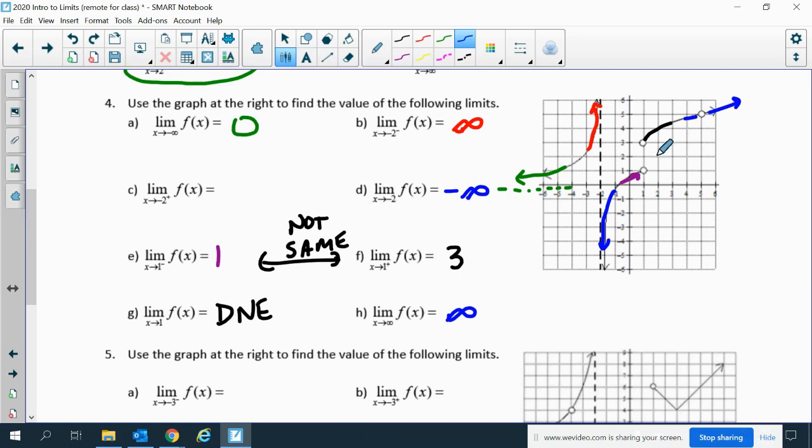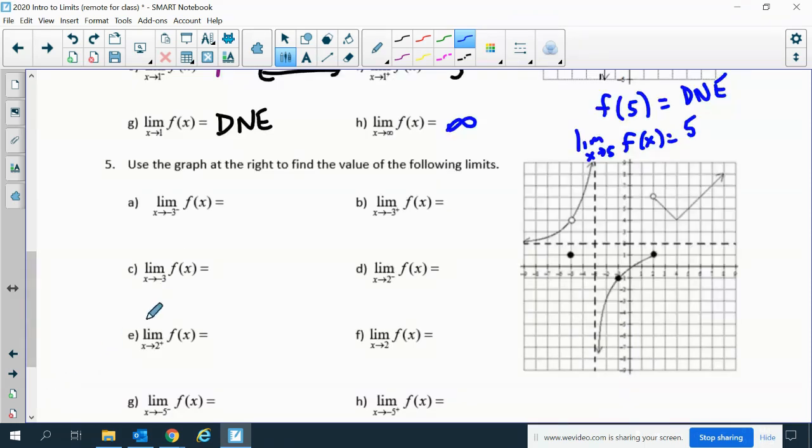One other thing I kind of want to talk about is, what is f of 5? F of 5 does not exist, right? There's an open circle there. But what is the limit as x approaches 5? Well, the limit as x approaches 5 of f of x, it looks like that's 5. It looks like that's 5 because from the left and the right, it looks like we're getting really, really close to 5. So I wanted to talk about that as well.